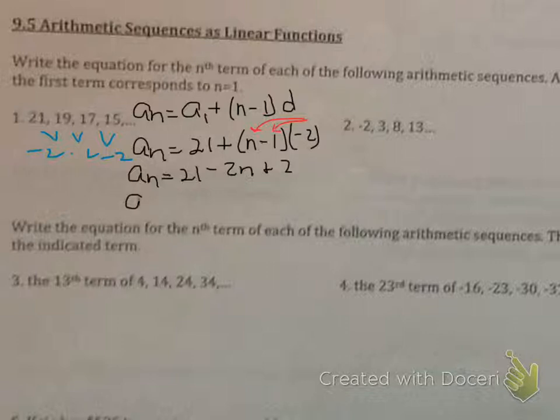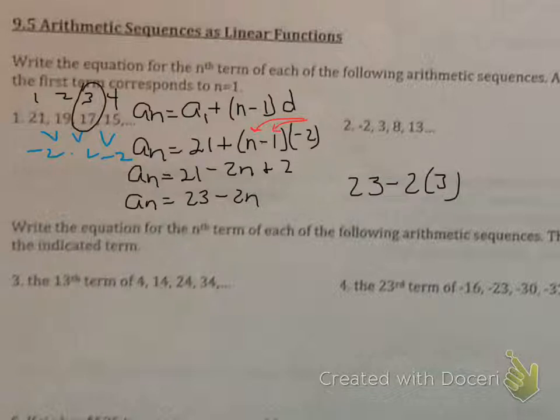All right, so I'm just going to clean up. They're on the same side of the equal sign. So 21 plus 2 is 23 minus 2n. If we were to put these numbers in, this is the first number, this is the second number, this is the third number, this is the fourth number. Let's say I pick the third number. The third number would be 3 going in for n. So that'd be 6, and then 23 minus 6 is 17, and 17 is my third number. So that's how you can check. But this is the equation right here. That's what we're asked.